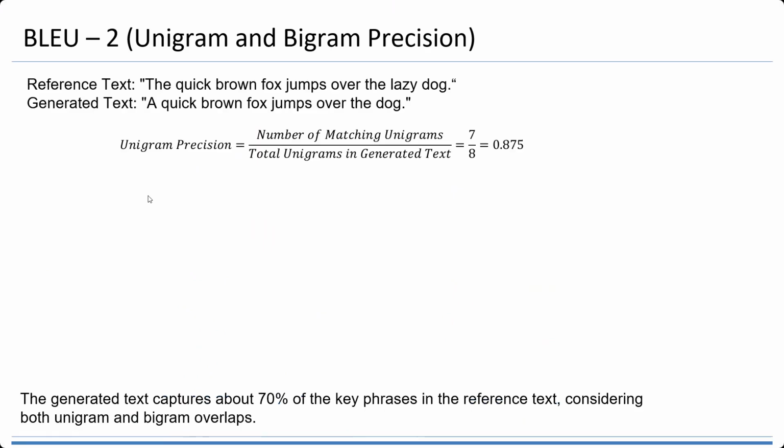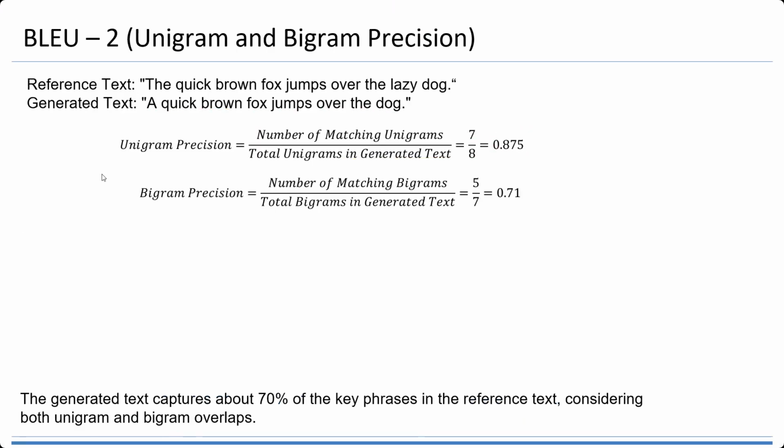So we can calculate the unigram precision, which is the number of matches divided by the total of the generated text. The total of the generated text, you can see 1, 2, 3, 4, 5, 6, 7, 8. So there are 8. And the unigram precision is this one. We can calculate the bigram precision. The number of matches is 5, and the total number of bigrams in the generated text is 7. So the bigram precision is 0.71.